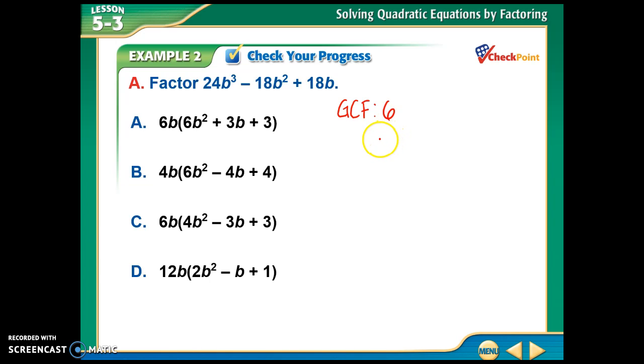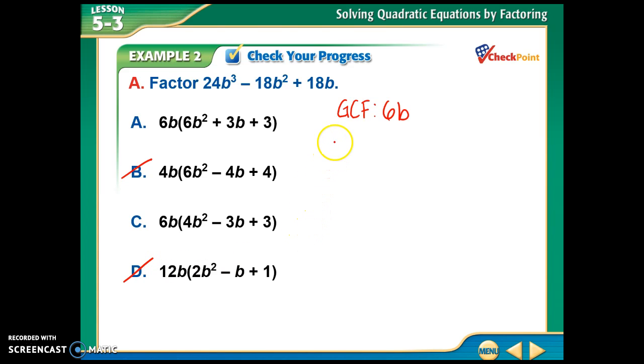You could do that from the other end too. Start small. 2 goes into everything. So does 3. 4 doesn't go into 18, but it goes into 24, and then 6 is the next one. That's the biggest one. Now look at my variables. I've got a b cubed, a b squared, and a b. They all have the variable, and my smallest exponent is 1, so I'm going to pull out my b. So my GCF is 6b, so I can automatically cross out B and D.